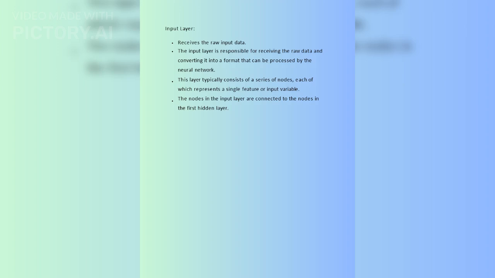The input layer receives raw data and converts it into a format that can be processed by the neural network. This layer typically consists of nodes, each representing a single feature or input variable, and connects to the first hidden layer.